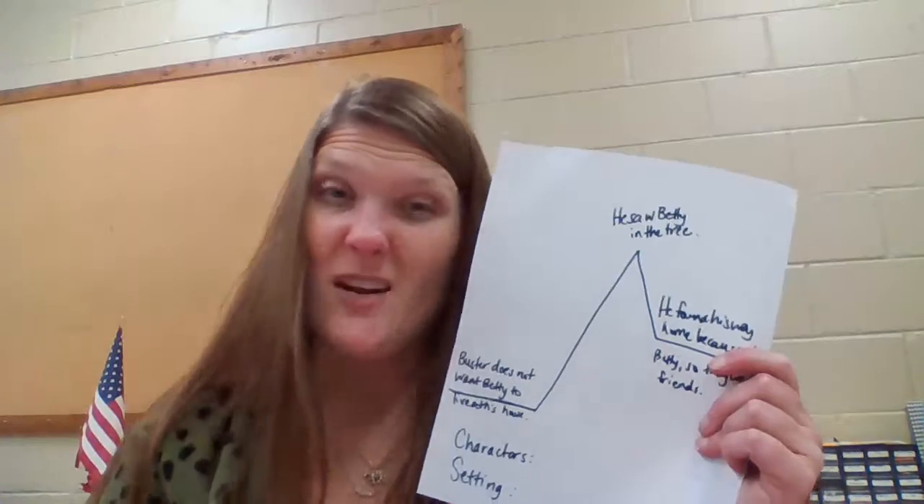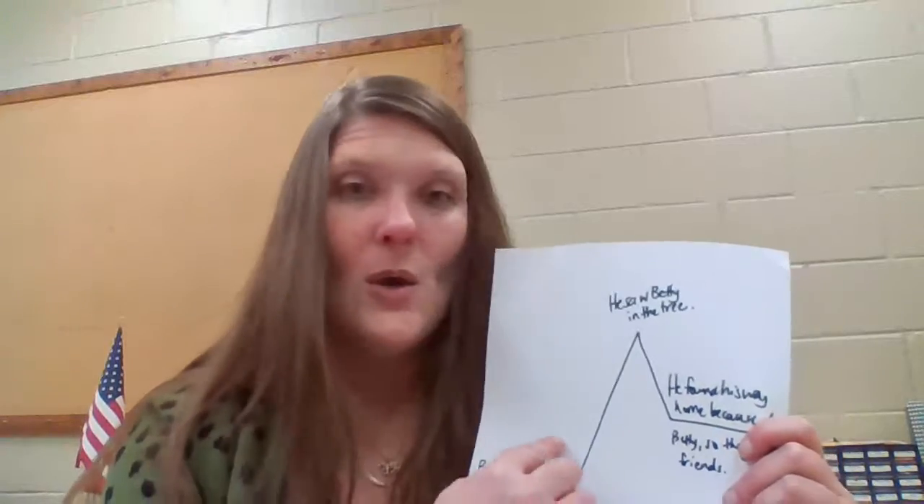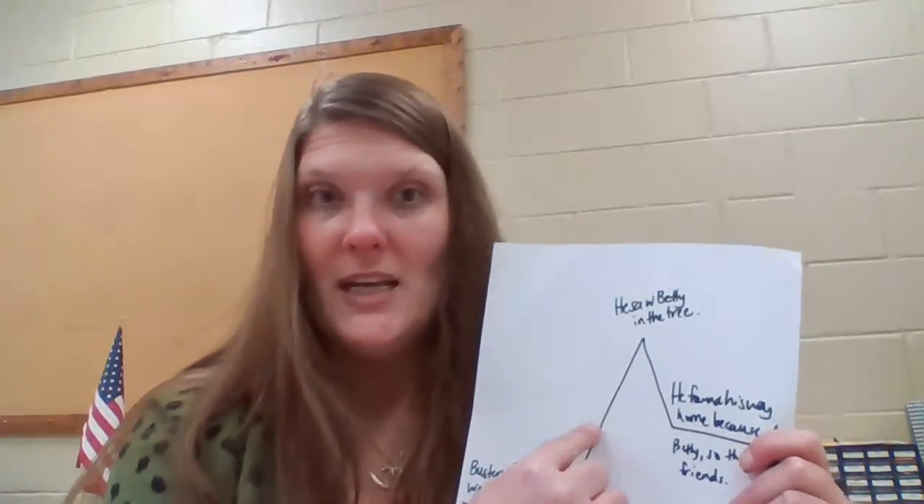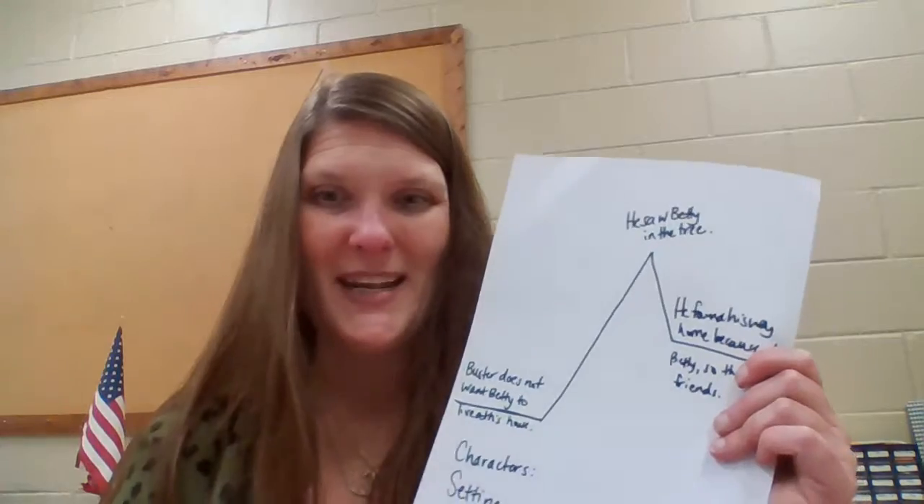If I want to, I could go back and add some important events right here on the plot line, but I don't have to because you guys are in second grade. In third grade, you're going to have to do that, right? I would have to say he went to the park, he had fun, and then he took a nap. He woke up, he was lost. Then the turning point is when he sees Betty in the tree.